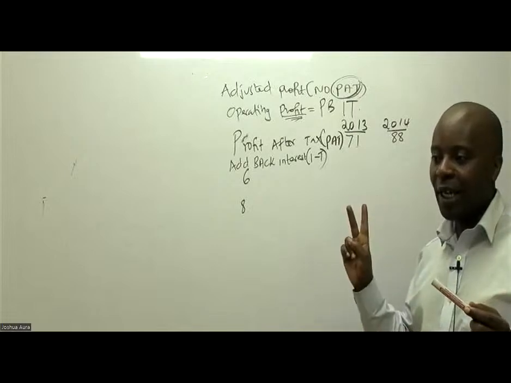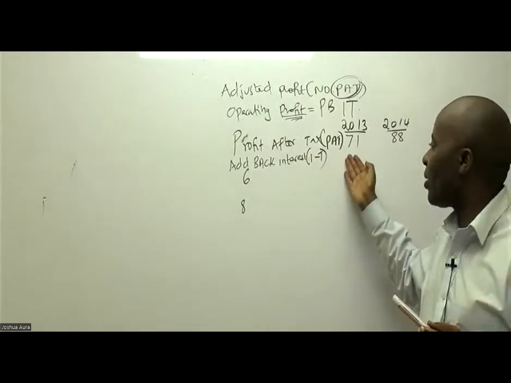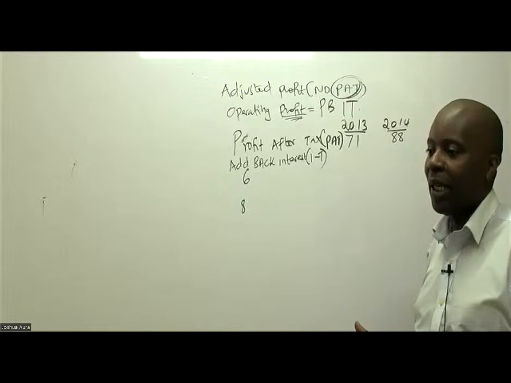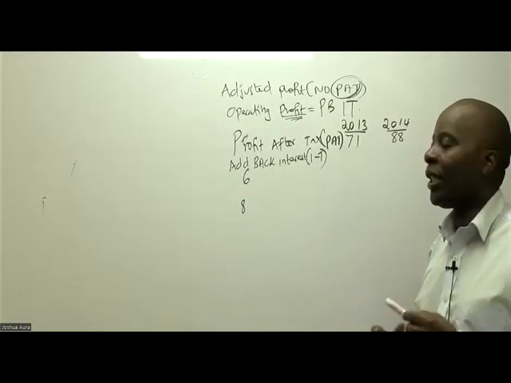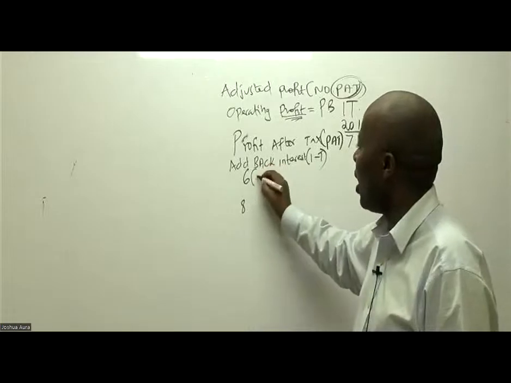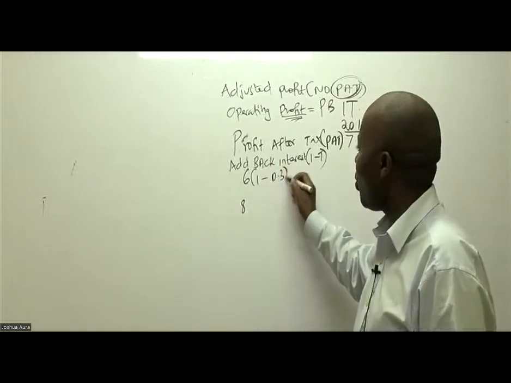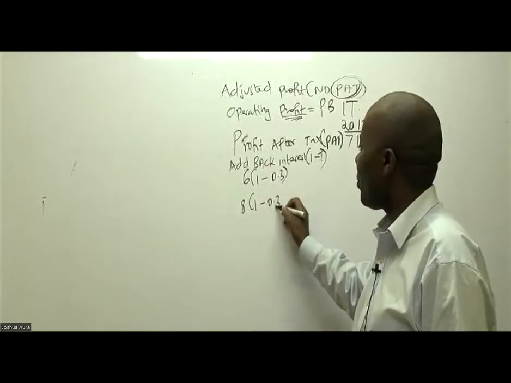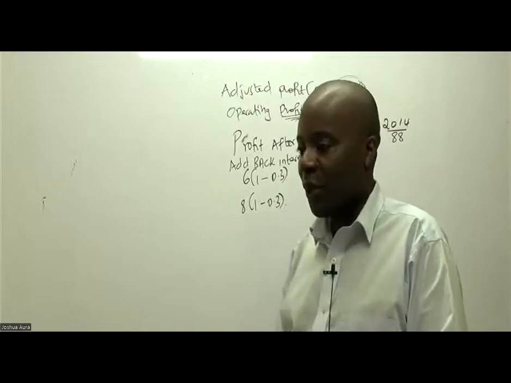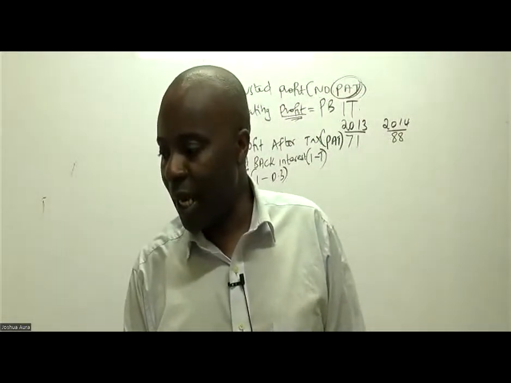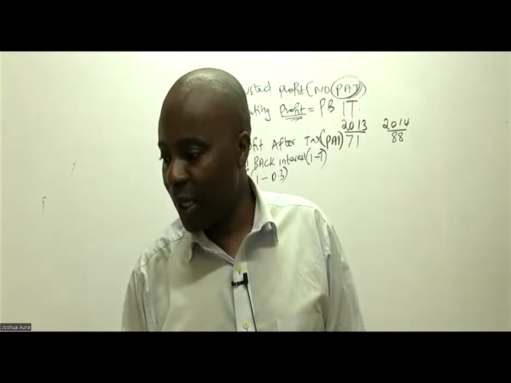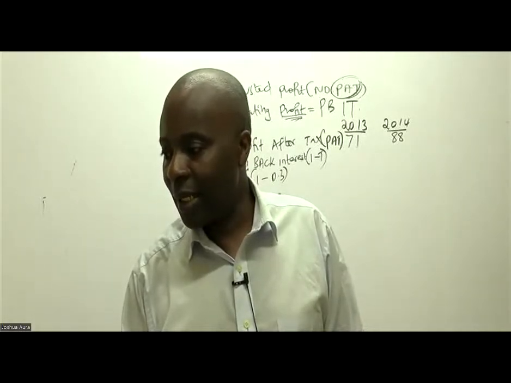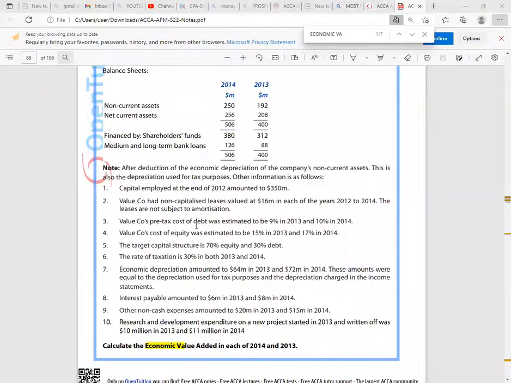There are two ways here. We could either book them as whole numbers and then subtract the tax relief, but the best is to adjust for tax. So you take the interest and then you adjust for tax. So 1 minus the tax. The tax given in this question is 30%.